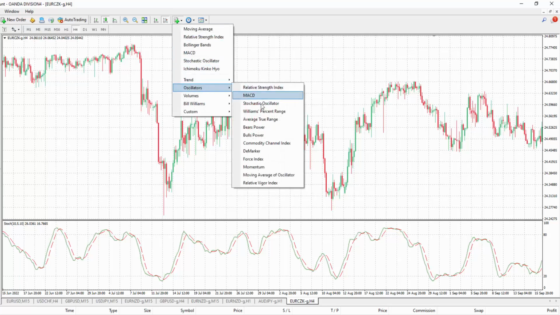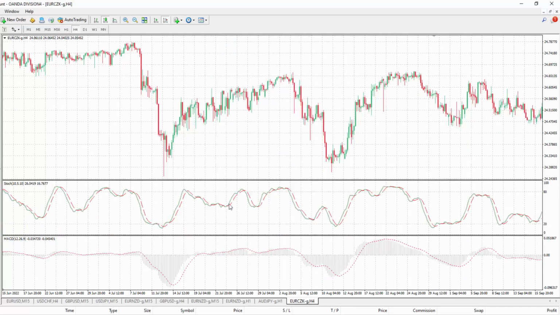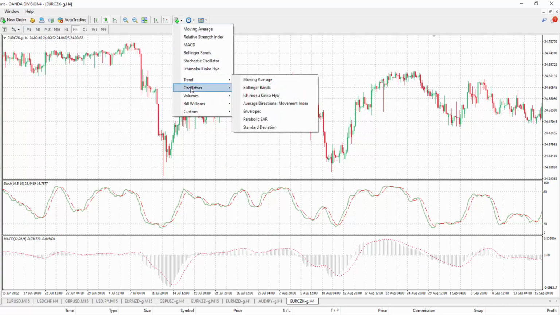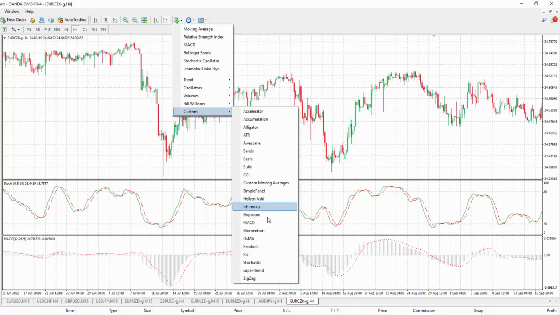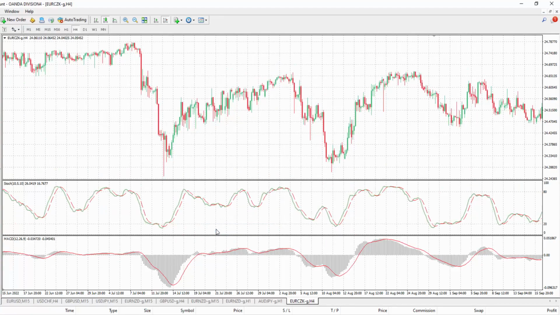And I will show you another popular oscillator. It's called MACD, and it actually stands for Moving Average Convergence Divergence. And this is the default MACD indicator, but I think I have another one here. I don't have the indicator here, so what I'll do is I'll pause the video and I will download it.